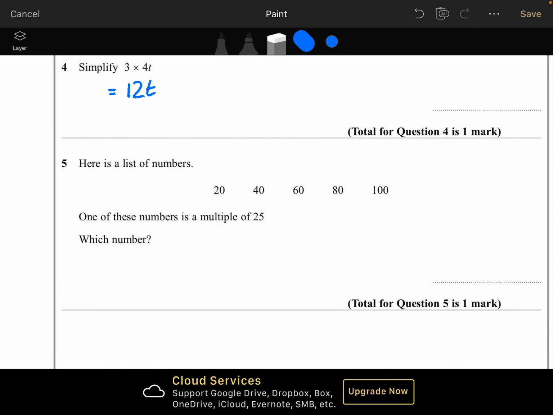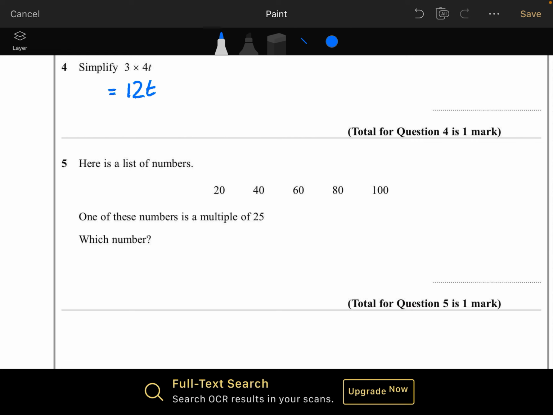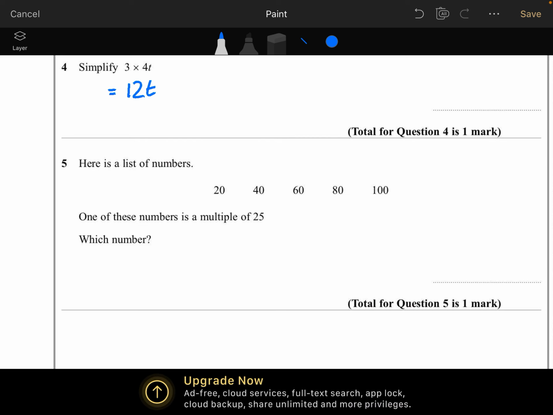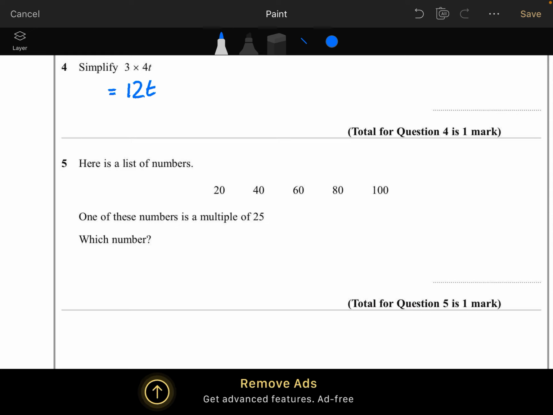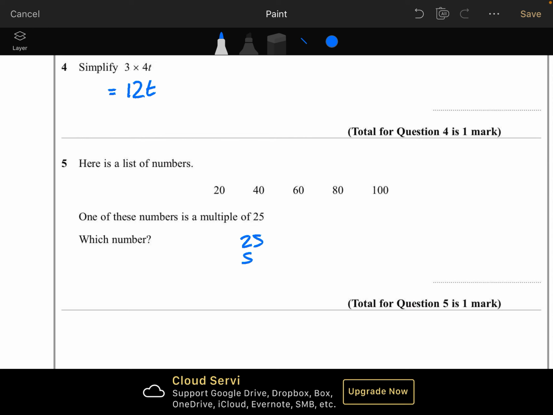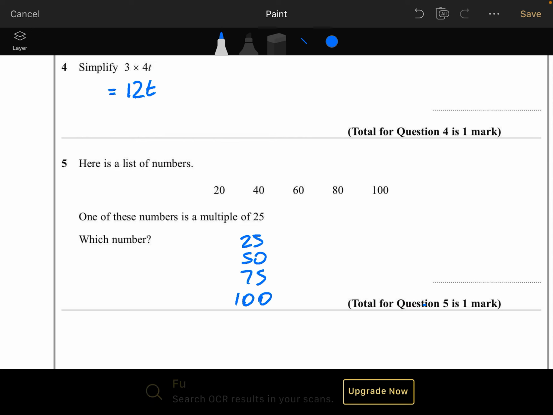Here's a list of numbers for question 5. 20, 40, 60, 80, 100. One of these numbers is a multiple of 25. Which number? Okay, well, if I think about the 25 times table, I've got 25, 50, 75, 100. The only number in my 25 times table is the 100. So the answer is 100.